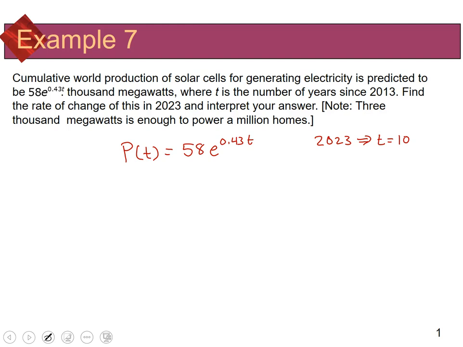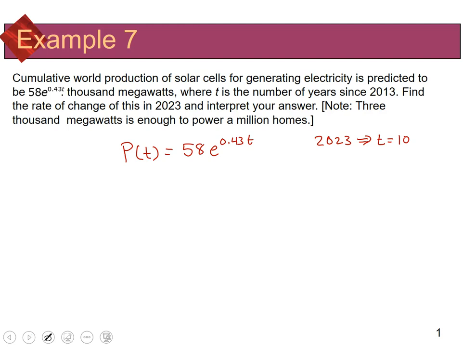Now, we will eventually put 10 into a function, but if I put it into this function, what I would be getting is how many megawatts are being generated by solar cells in 2023. That's not what we're asked to find. It could have asked us to find it, but that's not what it asked. It wants us to find the rate of change in 2023.